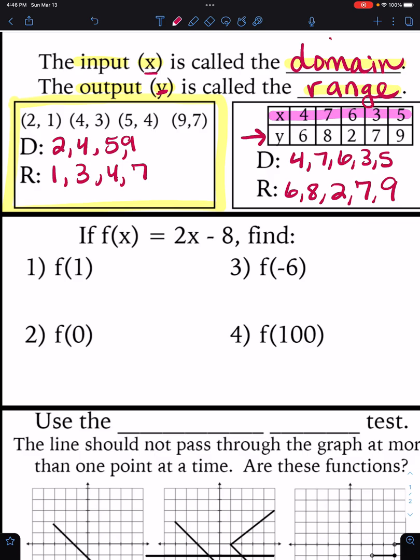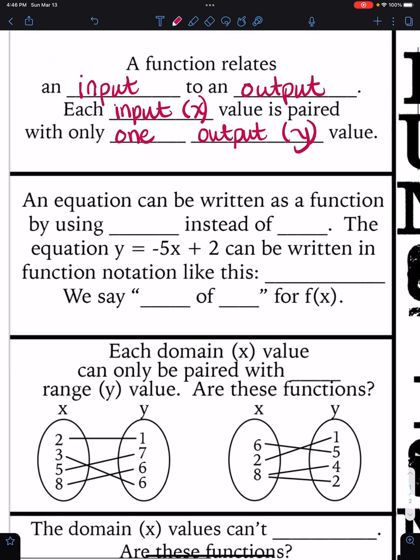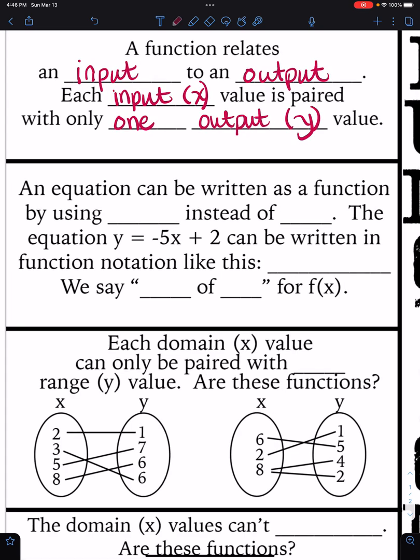All right, now we should look at how we write functions. We use something called function notation. It's just a fancy way to write a function. We use it using this symbol, and we use it instead of the y. So basically y, and this is called f of x. F of x and y are basically the same thing.